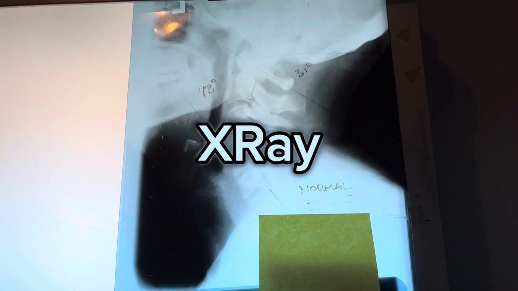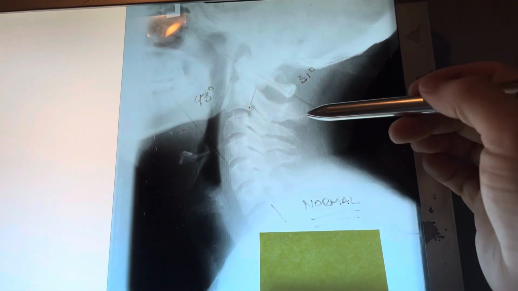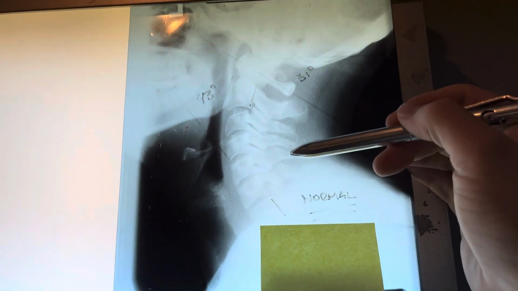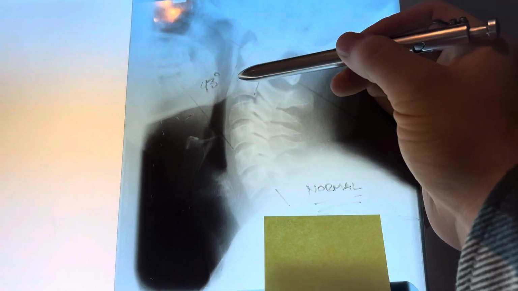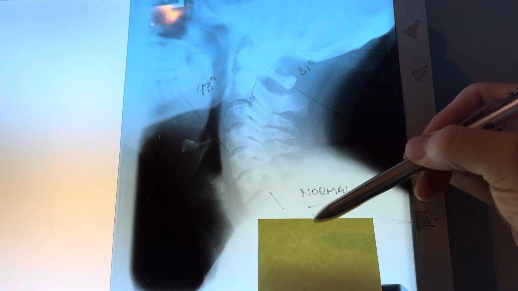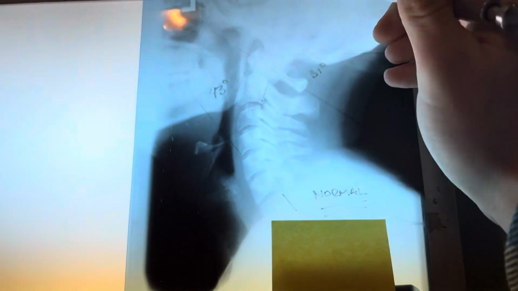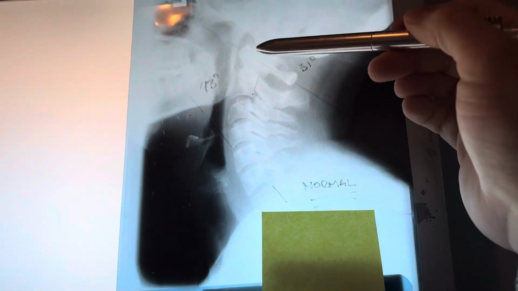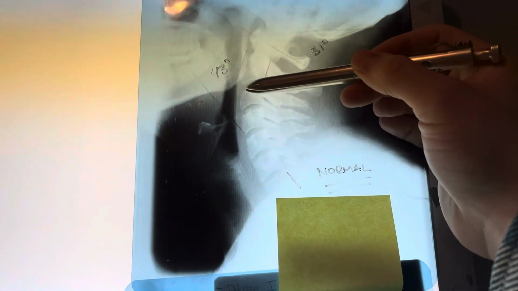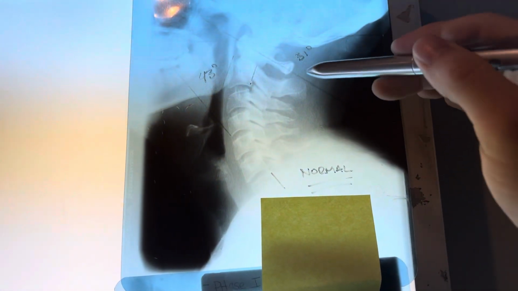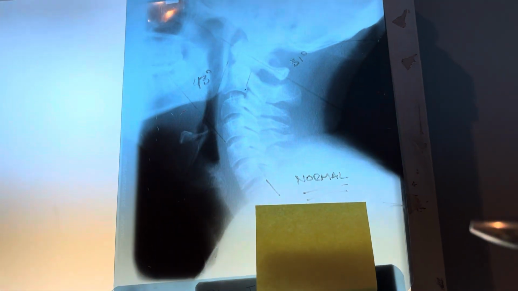So here, looking at x-ray, we can see what perfect normal looks like in terms of degeneration. So 43 degrees is the perfect C-shaped curvature, and you can kind of tell that we're looking at a neck here. We've got the jawline and the skull here, but 43 degrees applies to both the neck or cervical spine and the lumbar spine as well.